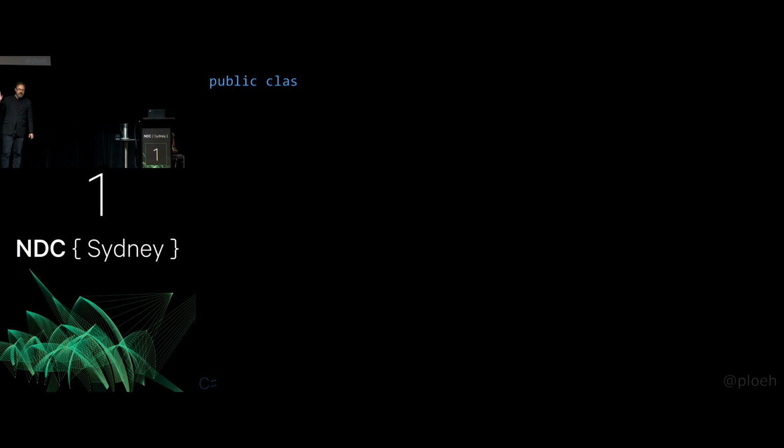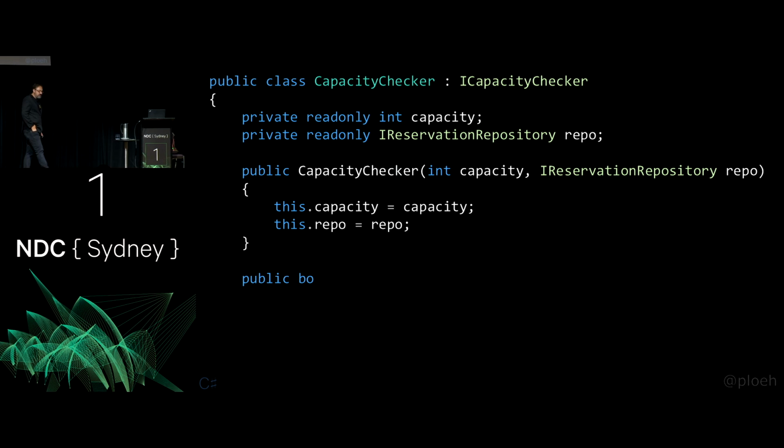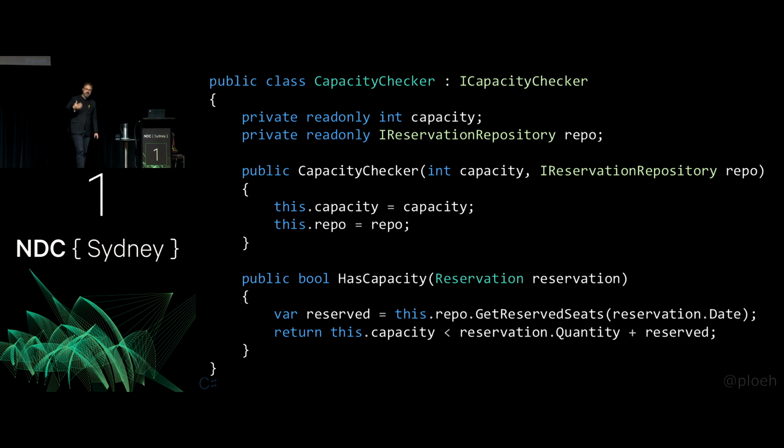So here is a class called CapacityChecker that tries to check the capacity of one of these restaurant reservation systems. This is nice testable C# code. We have a class called CapacityChecker. It implements an interface called ICapacityChecker. It uses dependency injection to get a capacity, which is just an integer, but also an IReservationRepository, and we need the constructor in order to inject those in and save them in fields for later usage.